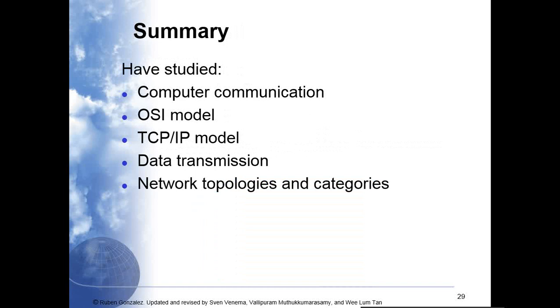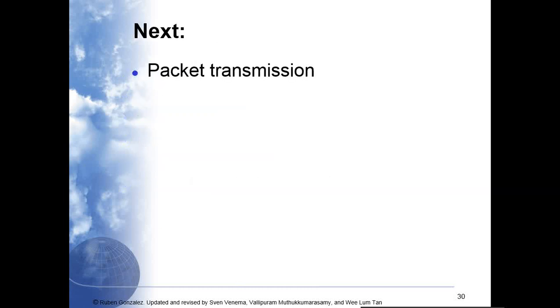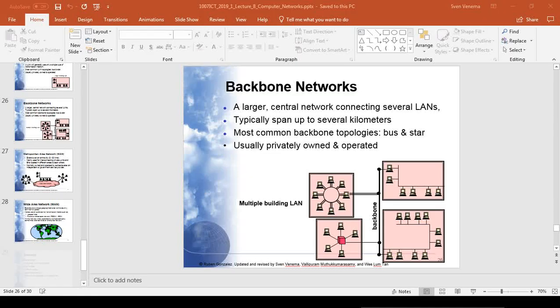In summary for this section, we've looked at computer communication, the OSI model, TCP/IP very briefly, data transmission, and then network topologies and categories. Next, we look at the idea of packet transmission, and that's the end of this section.